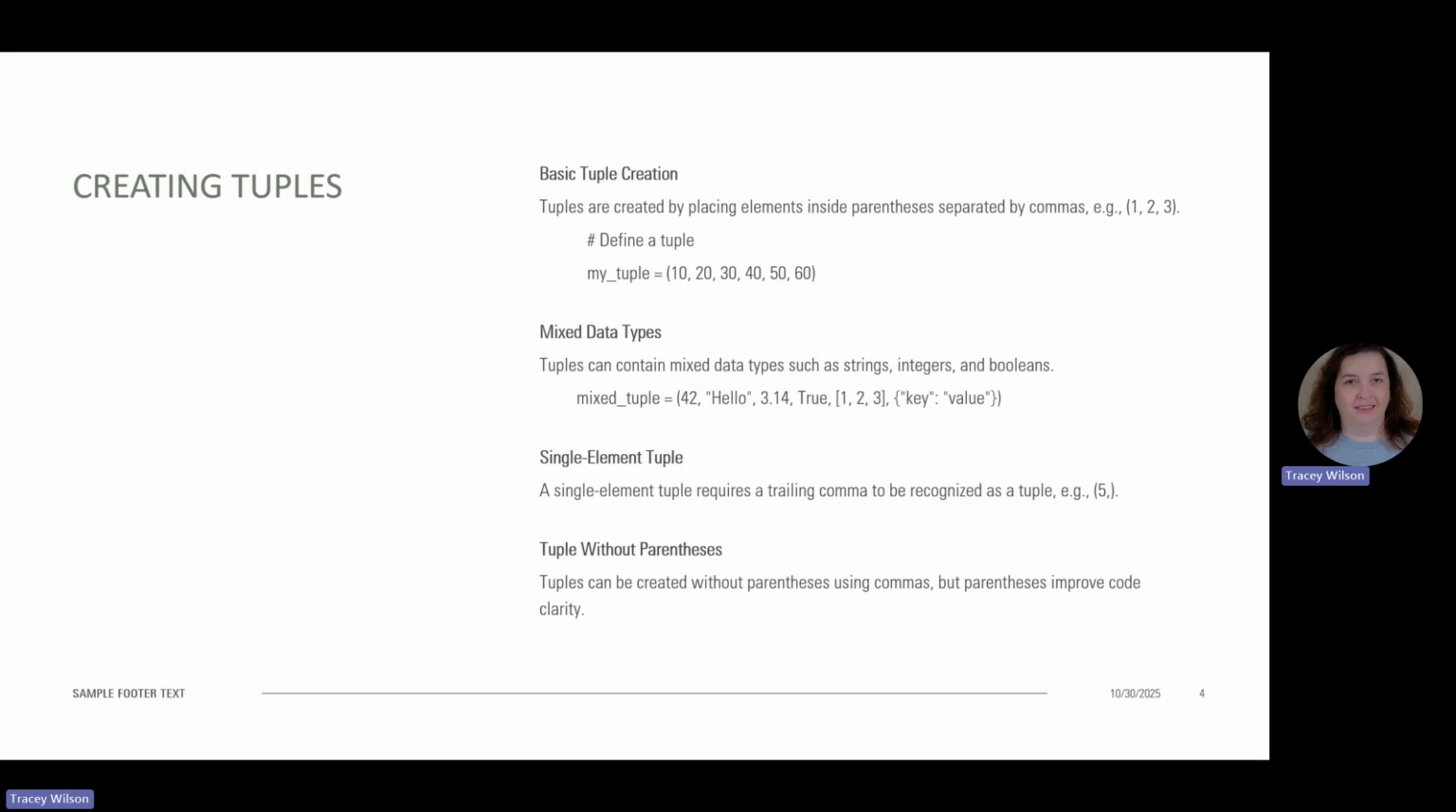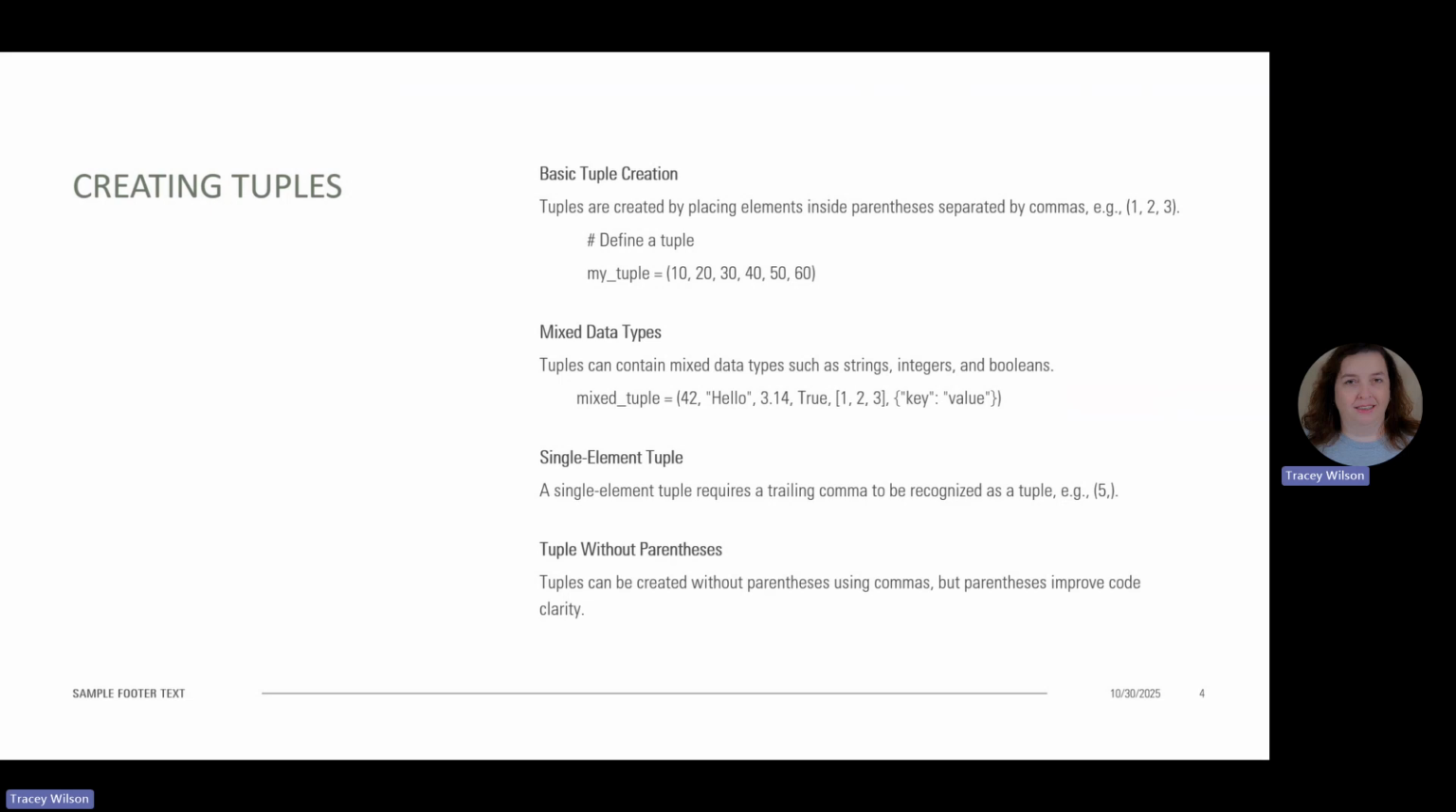You can mix data types, so you can have a number, a string, a Boolean, a list, and the thing with the curly braces is actually a dictionary. So you can have different things inside of the tuple.